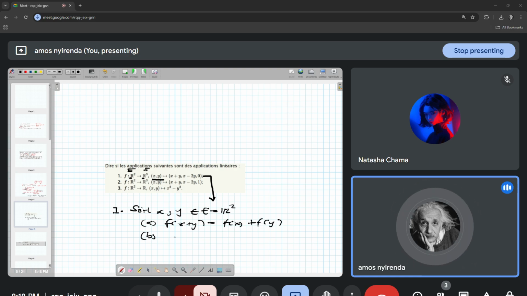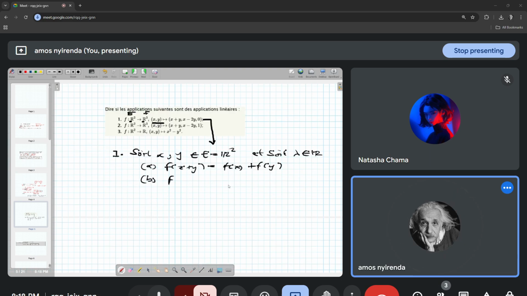And then the second condition I must check here is, let's also take a lambda, so lambda a scalar in R. Here we take lambda a scalar in R, like so. Because we know that K is either R or C, just like I said. So we also need to show that f of lambda x is equal to what? Is equal to lambda times f of x.